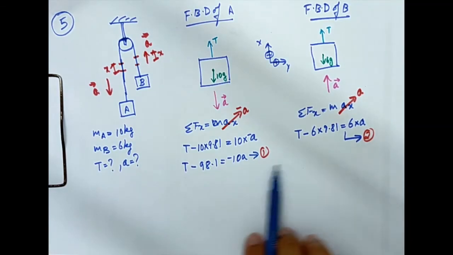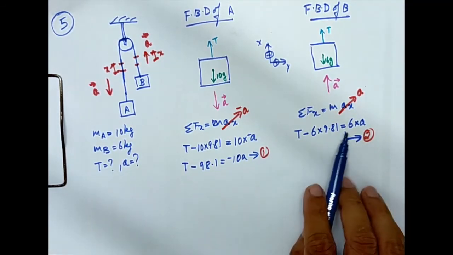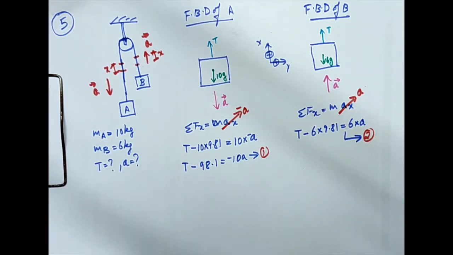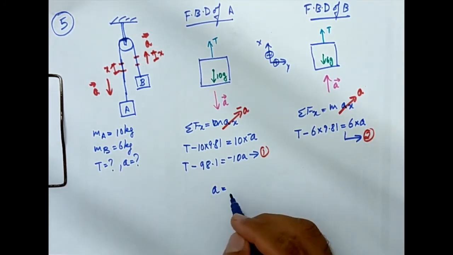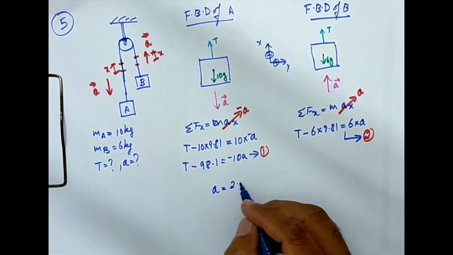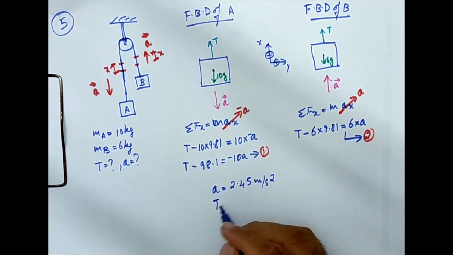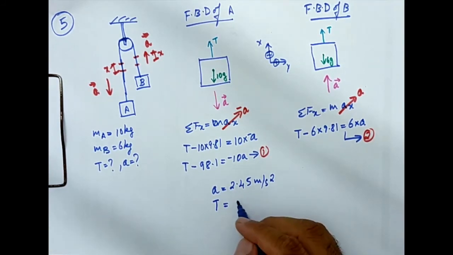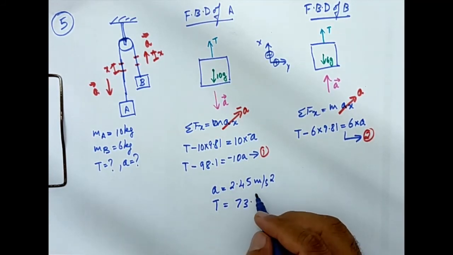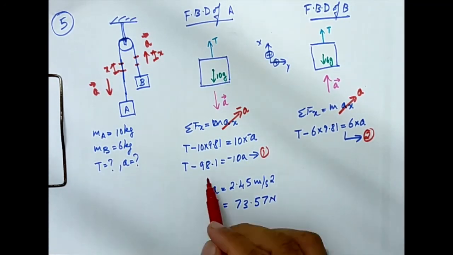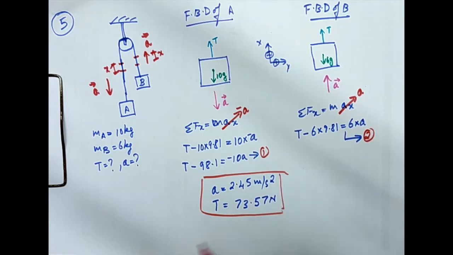Now, on solving these two simultaneous equations, there are two unknowns, T and a, and two equations, so I can solve them and I will get the value of a as 2.45 meters per second squared and the value of T as 73.57 Newtons. So these are the expected results for problem number 5.